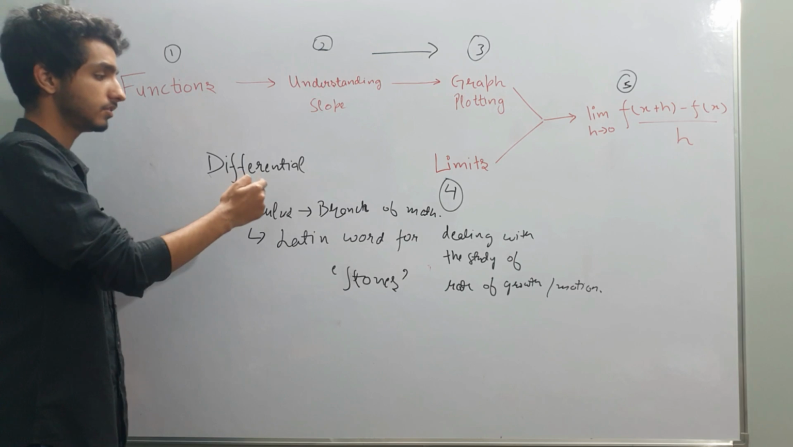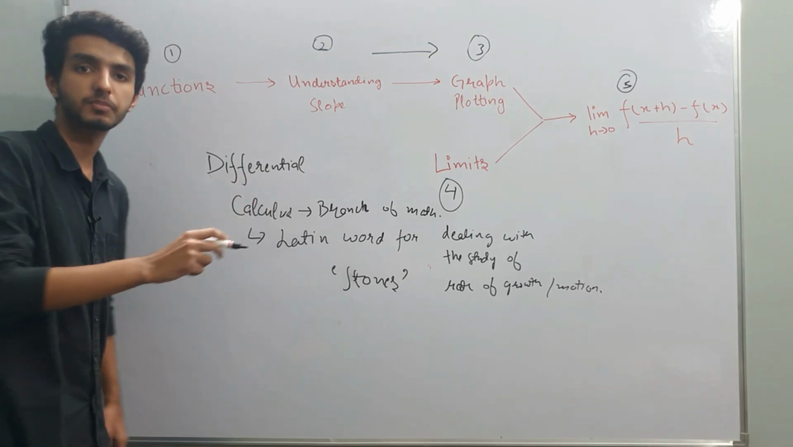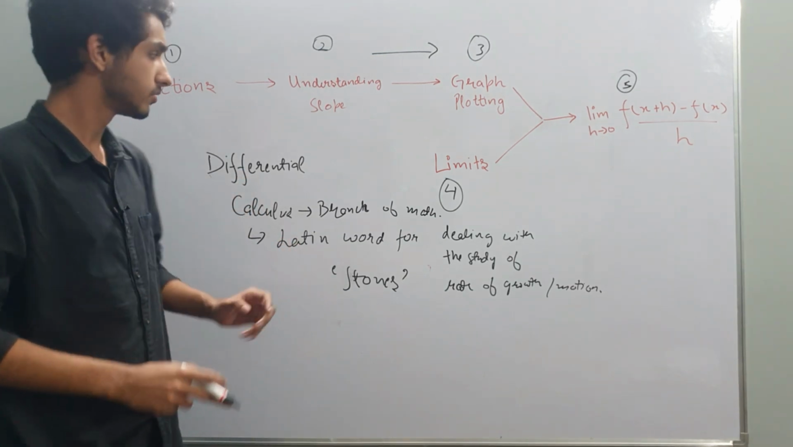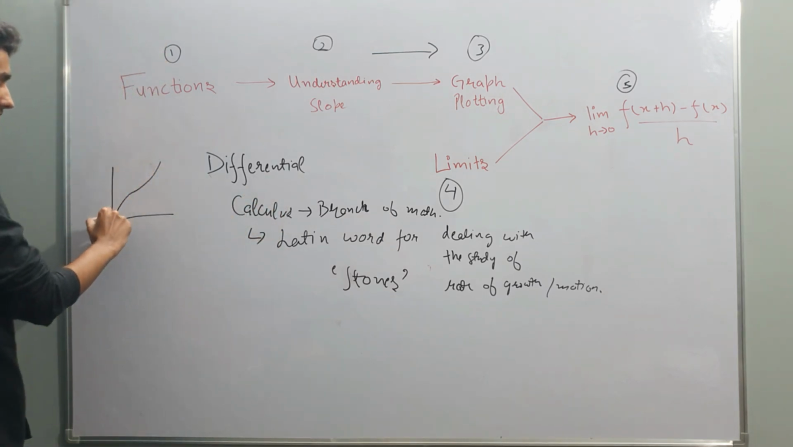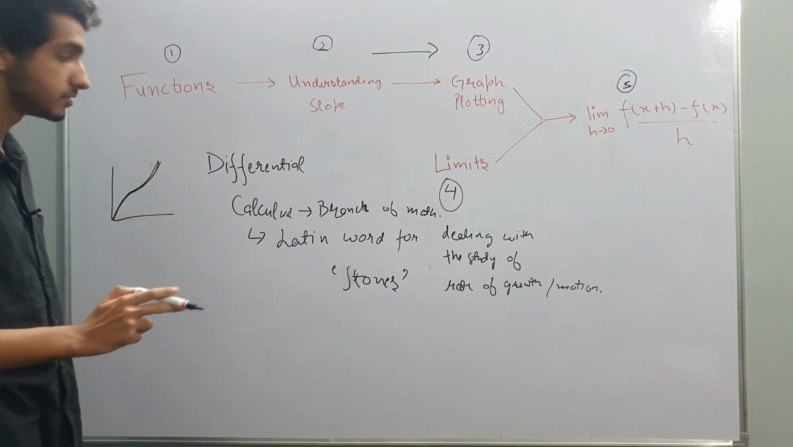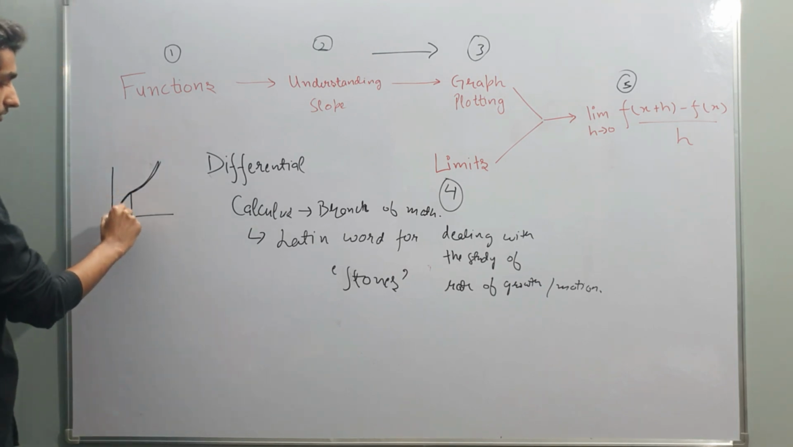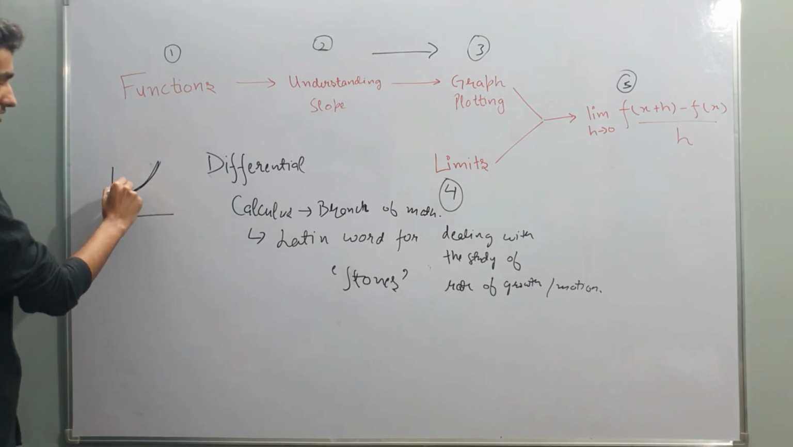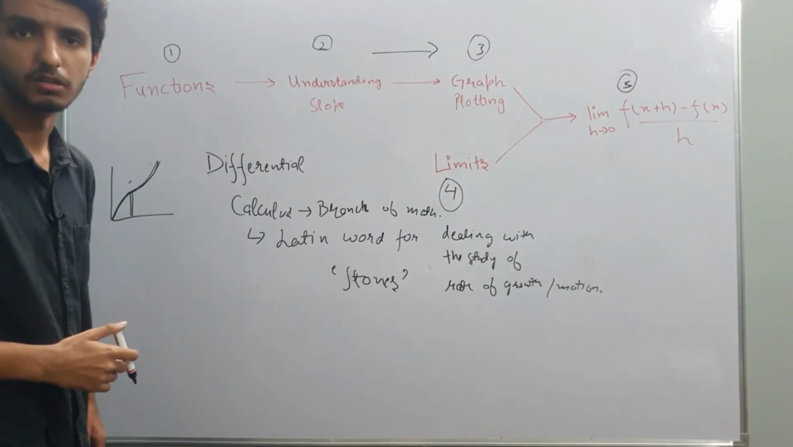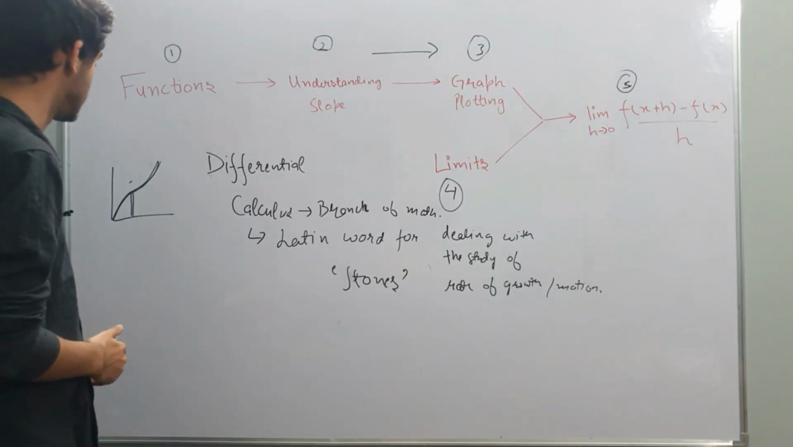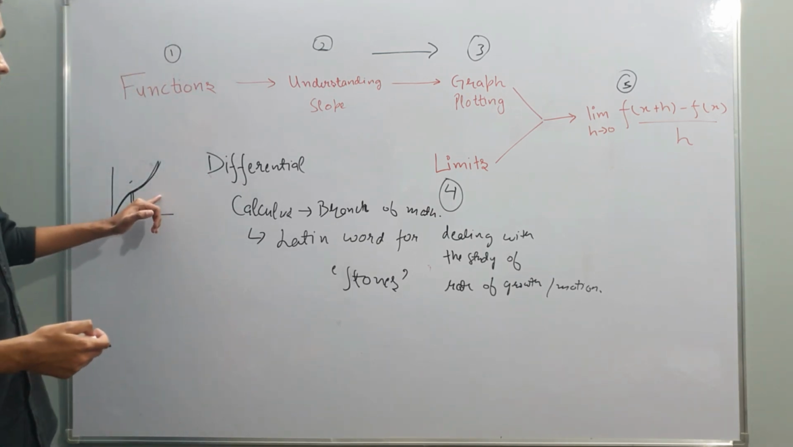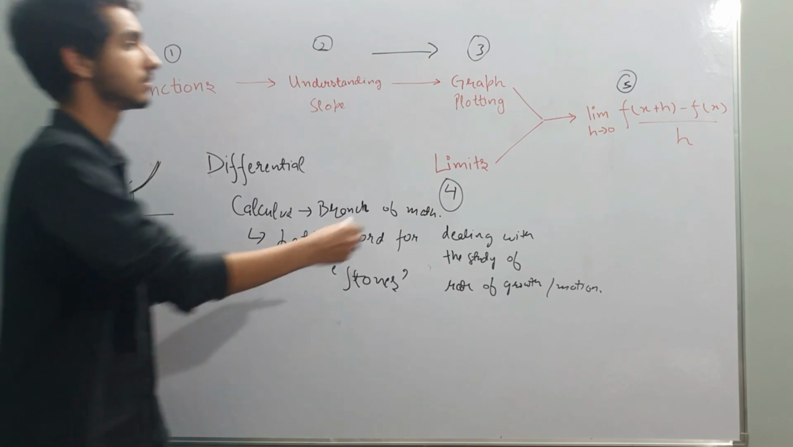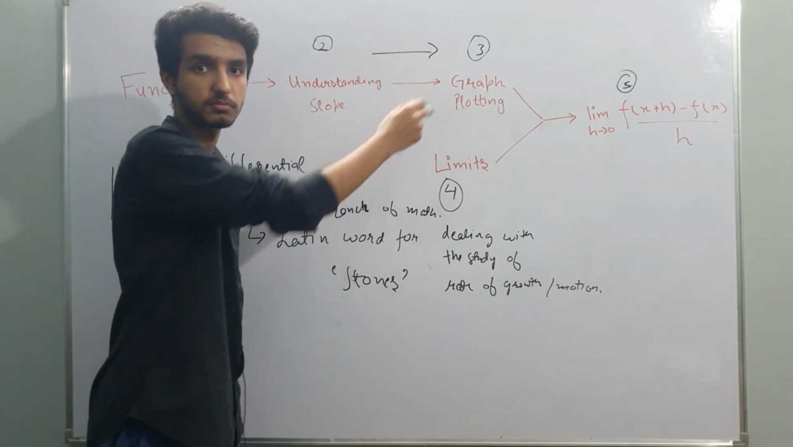Calculus is basically of two parts, integral and differential. So differential calculus is, let's say we get a graph where there is a curve. To break down this curve, we use differential calculus. So basically we need to break down the curve into smaller straight lines to understand the slope of the curve. So we can actually analyze the rate of growth for the graph of the function. So we will get back to this specific part after understanding limits and graph plotting.